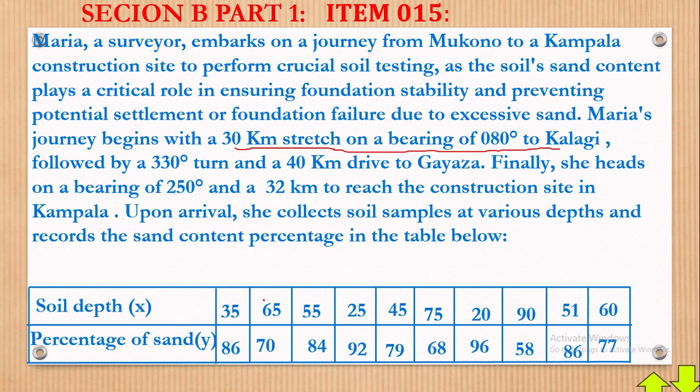Let me have this sketch right here. Assuming that's how we have begun, we begin with that and put north. Please, you can check in the playlist, we have a full topic on bearings, UCE bearing, explained at length. So we have that as north. Now it's beginning from where? 30 kilometers on a bearing of this to Kalagi.